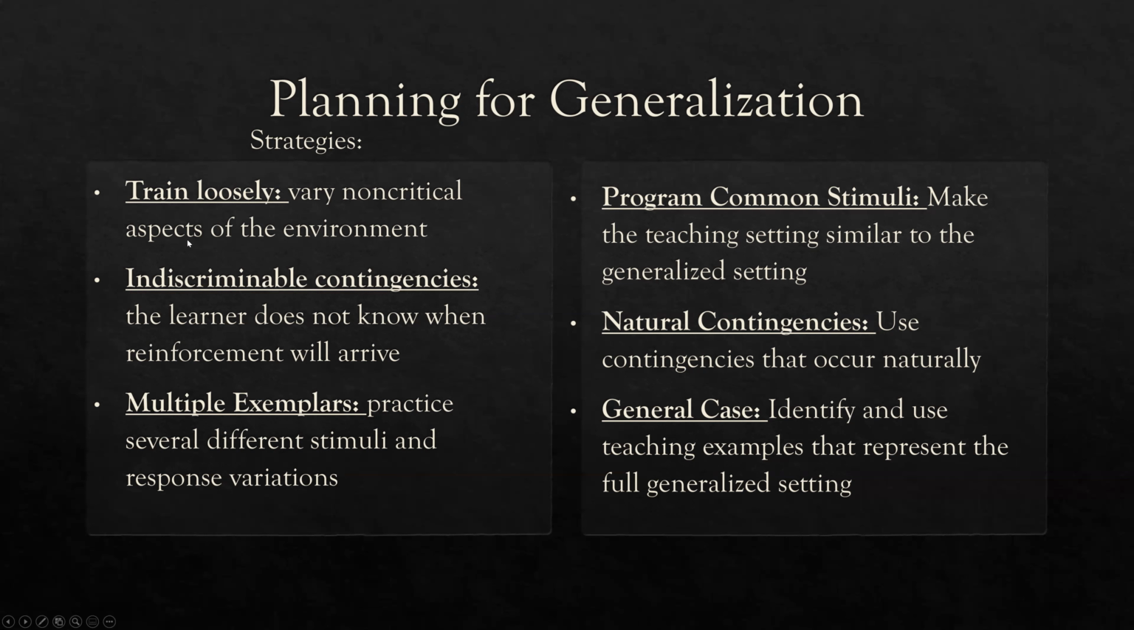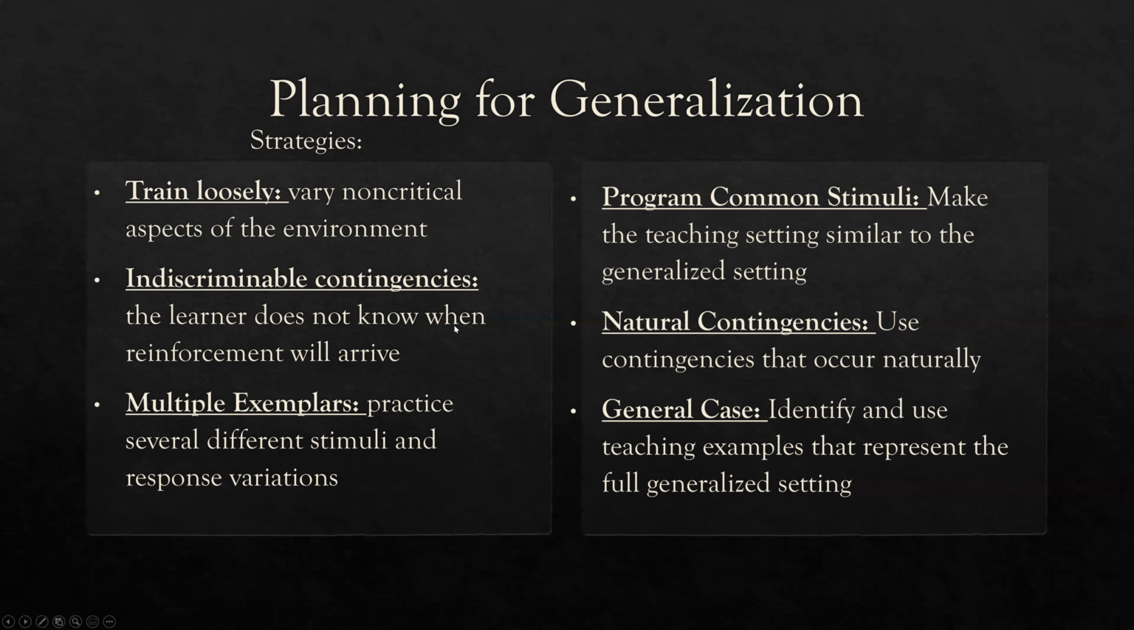Train loosely. When we train loosely, we're varying non-critical aspects of the environment. So let's say I work in a treatment room and each day I put up a new poster, or I change out the type of chair we're using. I change the color of the rug. These are non-critical aspects of the environment, right? They don't really make any difference, but we're training loosely. We don't want to get into the same type of routine every day where we're in the same room looking at the same things over and over again. We should always be varying non-critical aspects of the environment.